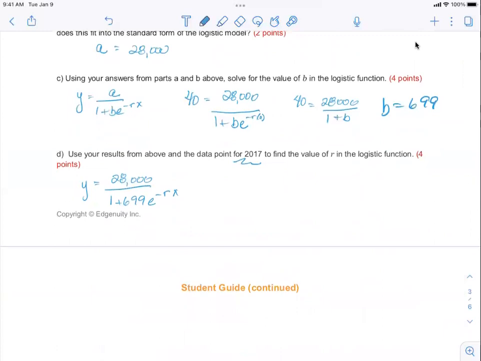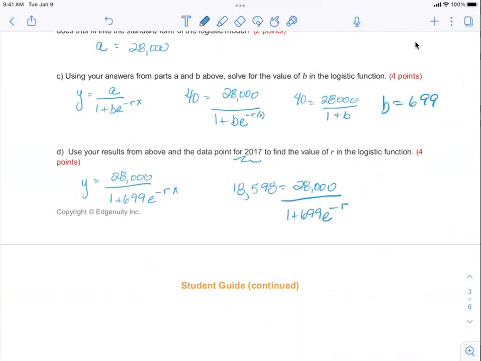So our Y value is 18,598 equals 28,000 over 1 plus 699 e to the negative r, where r is what we're solving for. And then X is the amount of time. So 2017 is actually 16 years. It's 16 on our table. So the job is to solve for r.